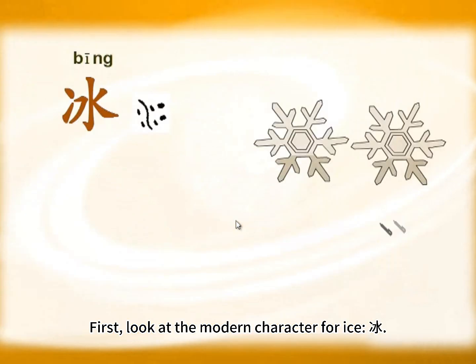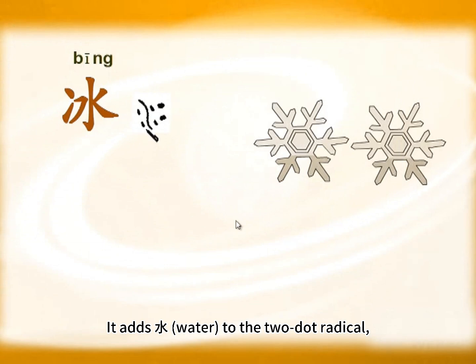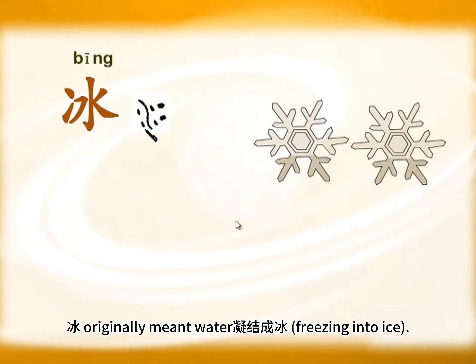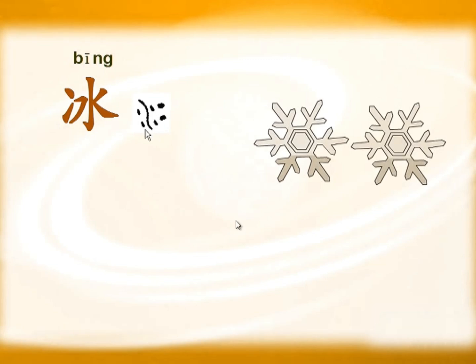First, look at the modern character for ice, bīng. It adds shuǐ, water, to the two-dot radical, meaning water frozen into ice. Bīng originally meant water freezing into ice.